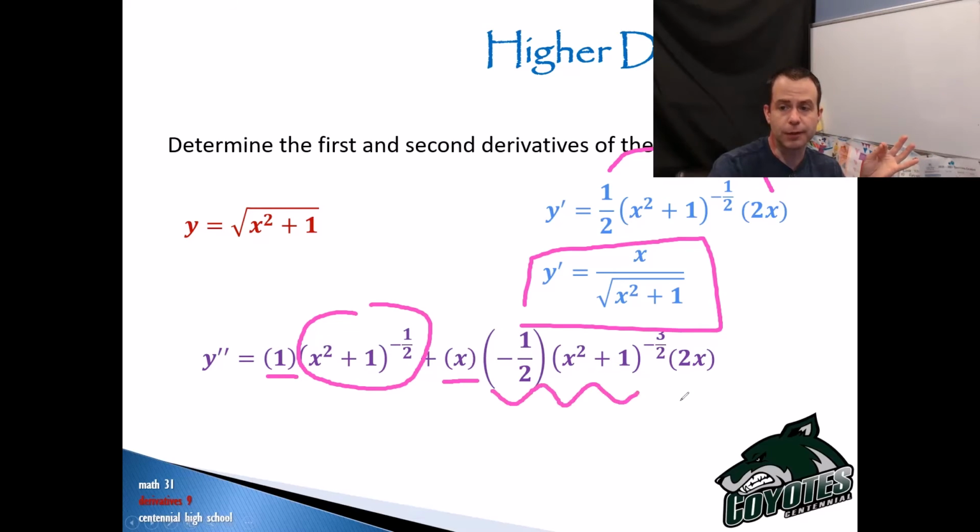Now this all right here is the derivative of g, right? The negative 1/2 comes to the front. My x squared plus 1 drops a degree, so that's why you see it to the negative 3/2, and then I have to take the derivative of the inside function, which is that 2x.